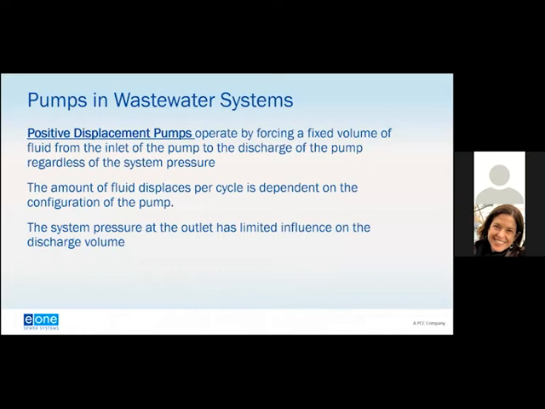And it's a plug flow operation: as the liquid being conveyed is pumped through the system, it's going to be the same volume. So it's going to move from one cavity to another or around one hose. And the system pressure on the outlet is not influenced very much by the discharge volume. So with a positive displacement pump, as you have higher total dynamic head in the system, it's not going to impact the operation of the pump significantly at all.